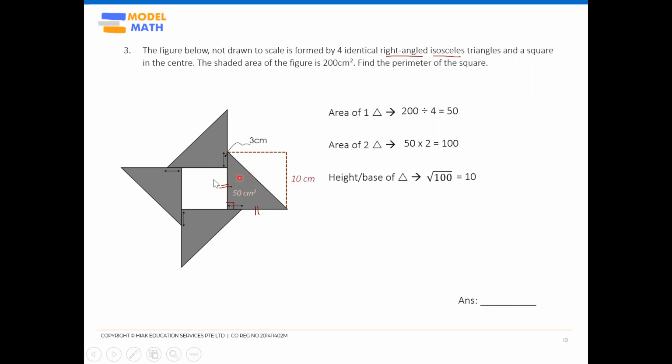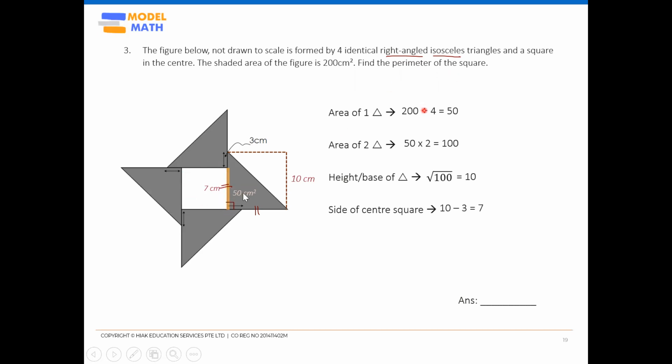Now we're slowly working our way towards the middle square here. Since I know this whole stretch is 10 and this stretch is 3, I can now find the stretch inside the smaller square here. The one highlighted in yellow, the side of the center square, is simply 10 minus 3. So that will be a length of 7 cm. That means every side in here is 7 cm because it's a square.